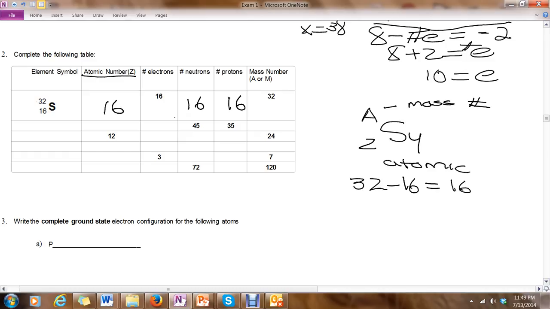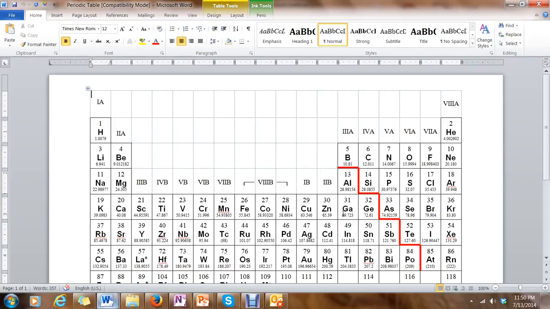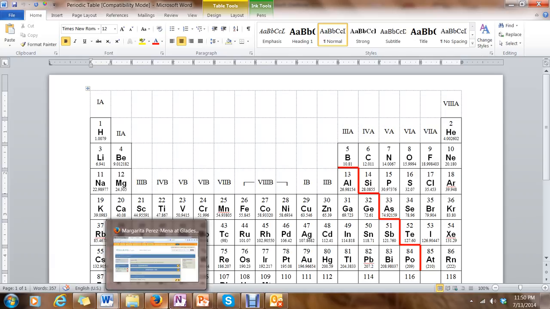Here on this one, you have the number of neutrons, 45, and the number of protons is 35. The number of protons is the same as the atomic number, 35. You can find out the element. What would be the element for an atomic number of 35? It would be bromine. Here it is, bromine, Br.